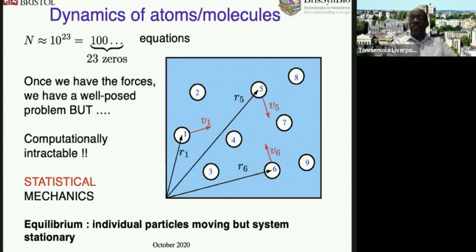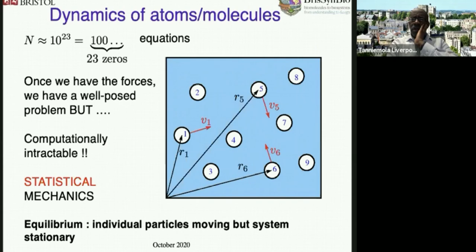We have 10 to the power 23 equations, one with 23 zeros. And this is billions and billions and billions of times more complicated than the best computer can ever solve today. So basically, we have no hope of solving these equations in any meaningful way, just because there are too many of them. And plus, there's too much information.